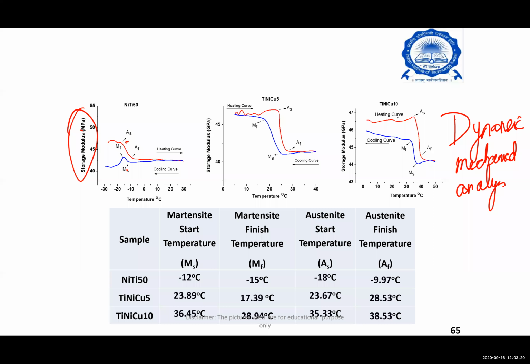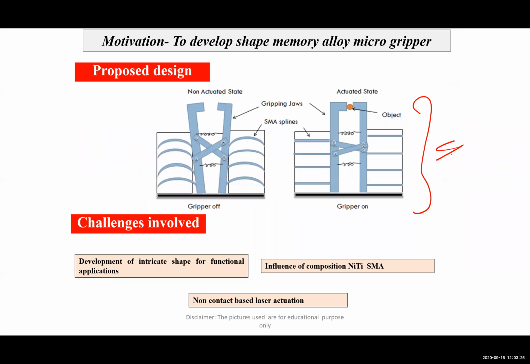As an extension of this, we were also developing a small smart micro gripper for an Industry 4.0 application. In this smart micro gripper, we made shape memory alloy splines, with an arrangement something like this. In the actual condition, it comes to be like this. In the actuated condition, it forms a straight path. When it forms a straight path, it will induce a force and try to grip the object. This is our proposed design. But again, I need to rely on additive manufacturing for a proper application.